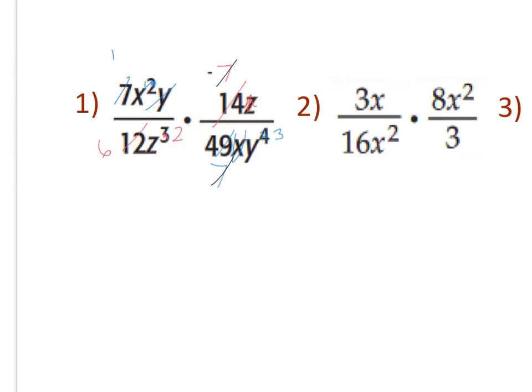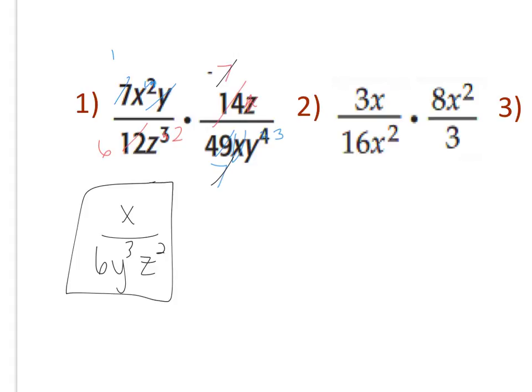So now I can multiply straight across because I believe I've simplified everything that I can, and I get 1x times just 1, so that would be x, over 6z squared times y cubed is 6y cubed z squared. And again, it's best to write these in alphabetical order. So that would be my final answer, and I could look now and see if there's anything that I could still cancel out, but there's nothing there that's left to cancel out.